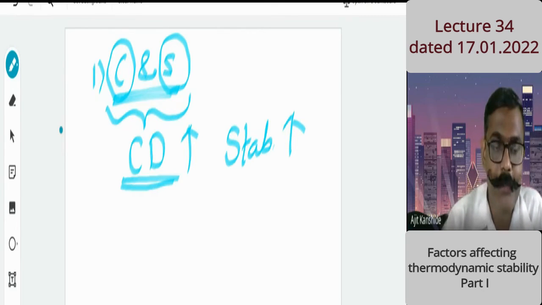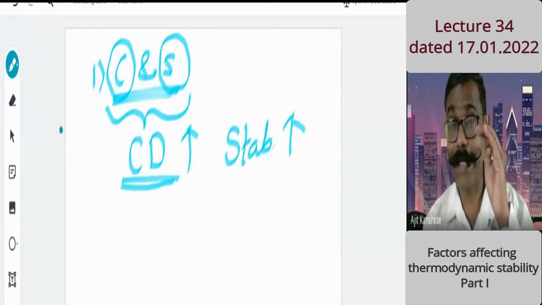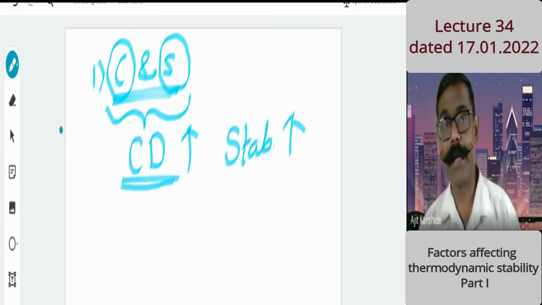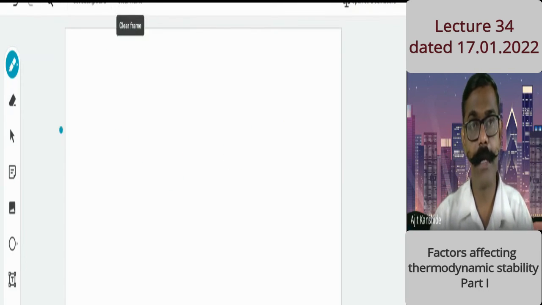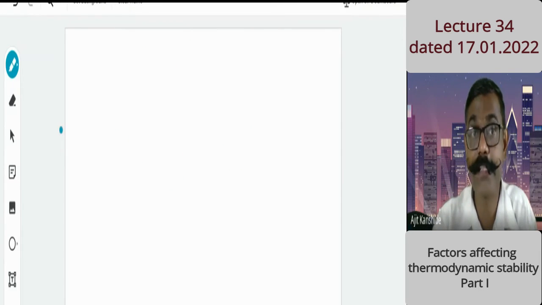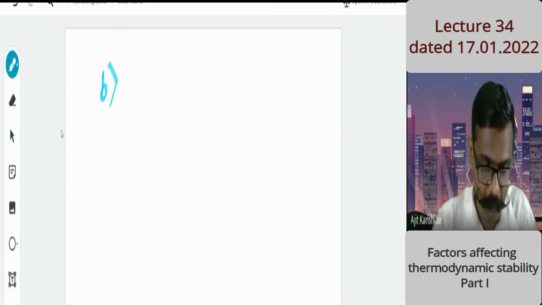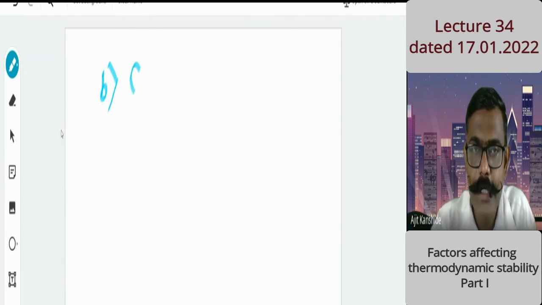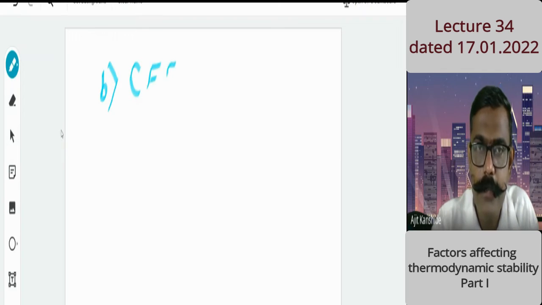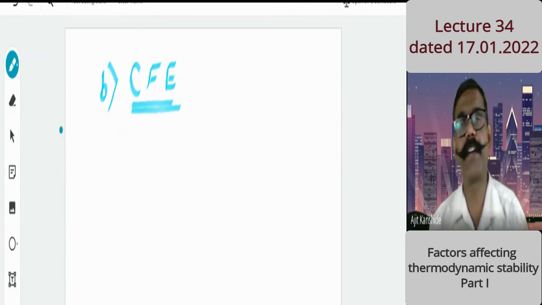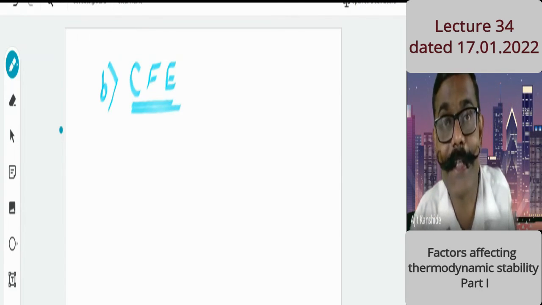Now, the second point under the central metal ion. It is a part of the central metal ion, and I say here as B. The second point is the crystal field effect. That crystal field effect also decides the stability.